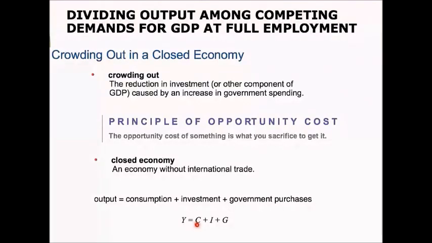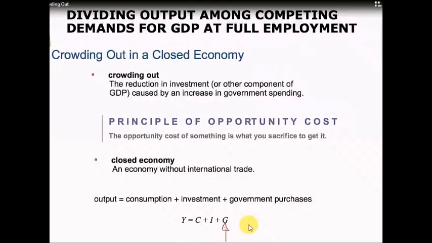So if we have a change in something on the right-hand side of this equation, and there's no change on the left-hand side, what's going to happen? Well, we're not going to have an equal sign anymore. So suppose we thought that government expenditures went up. Well, if there's no change in potential output, then Y, or output, is not going to change.